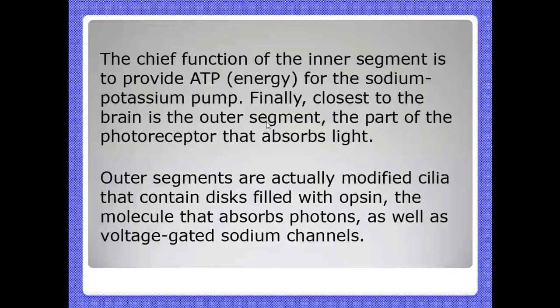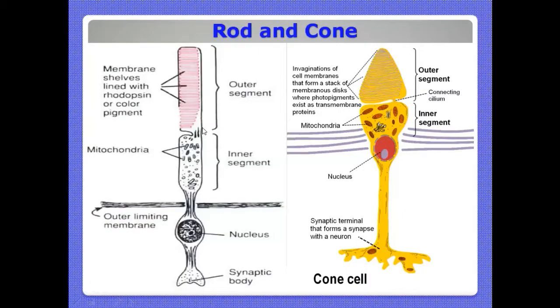The opsin is there in the outer segment. This is the mitochondria, which provides energy, ATP. This is the inner segment where mitochondria is there. If you come to the cone cell this side, you have the synaptic terminal that forms a synapse with the neuron. Nucleus is there, mitochondria is there. This is the inner segment where mitochondria is there, which provides ATP.